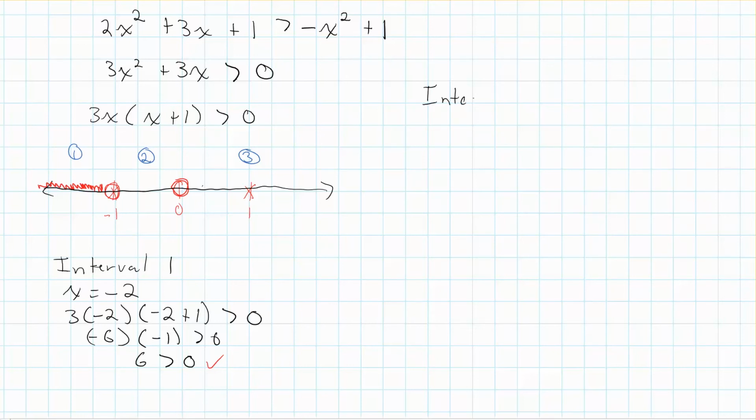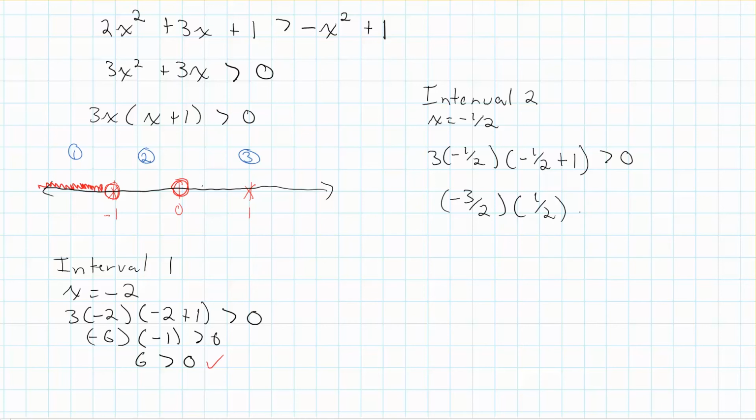So let's look at interval 2. Well, I need to pick something in there. So I would pick maybe negative 1/2. And so then you'd have 3 times negative 1/2, times negative 1/2 plus 1, greater than 0. And this would be negative 3/2 times 1/2, greater than 0, which would be negative 3/4, greater than 0, which clearly is not true. So interval 2 is not there.